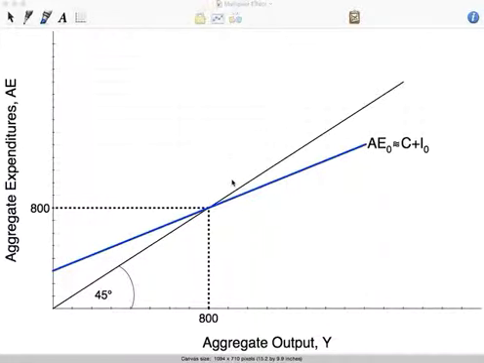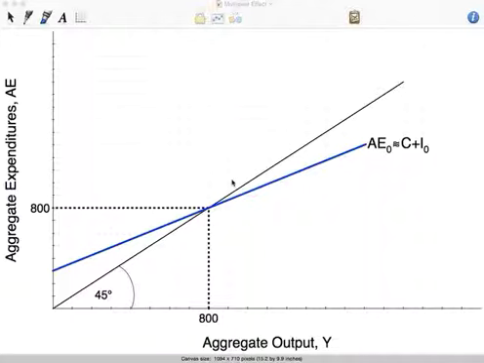Welcome to my next installment in the lecture series for macroeconomics. And in this particular video lecture, I'm going to show you the multiplier effect and do it in a graphical manner. So what you see right here is the typical Keynesian cross diagram that was introduced previously to you.